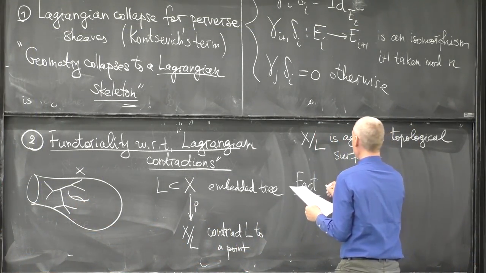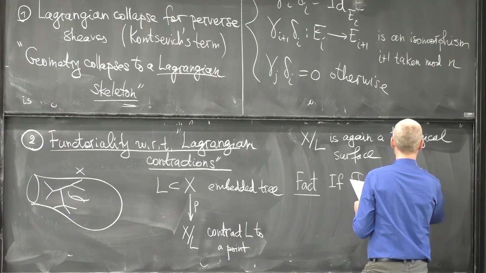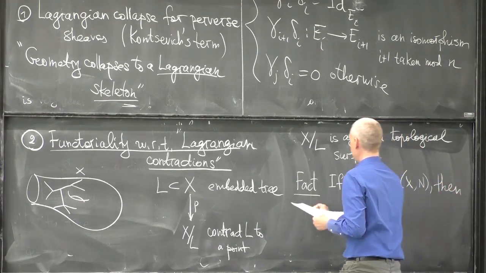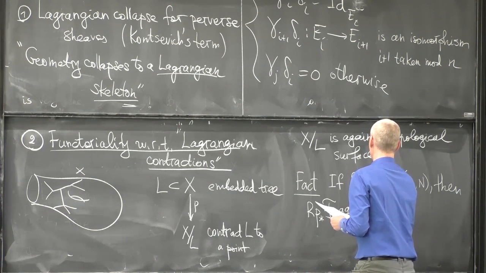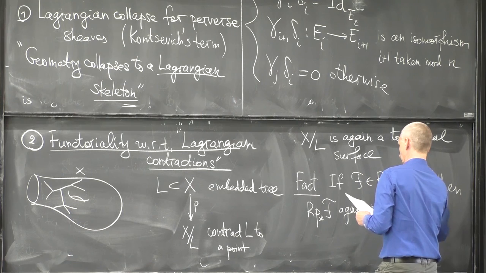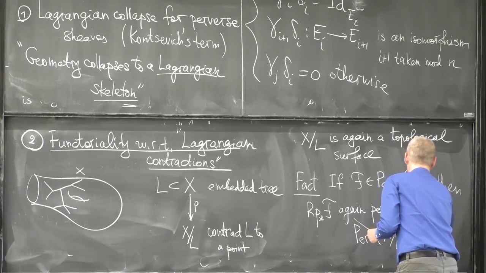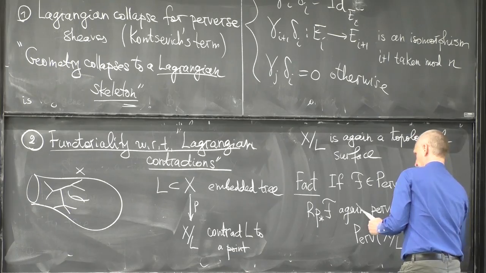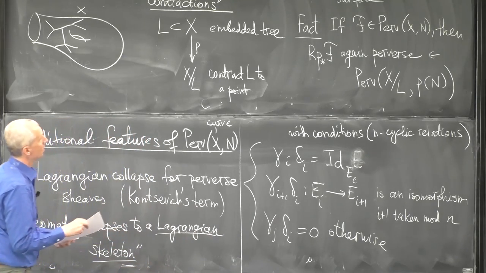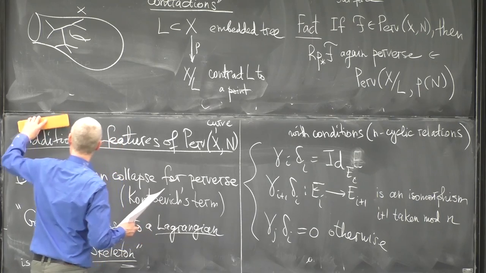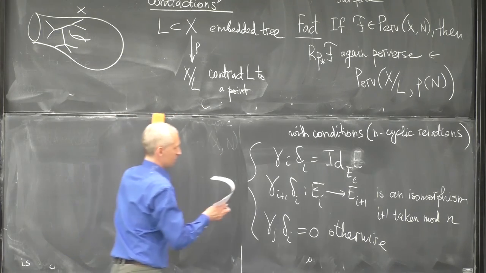And we want to have the following fact, a proposition: if F is a perverse sheaf in Perv X, N, then its direct image is again perverse. So it lies in Perv of X mod L. In particular, it will have new spaces of nearby and vanishing cycles, which will be obtained by a certain gluing or merging together of the spaces which we had before.